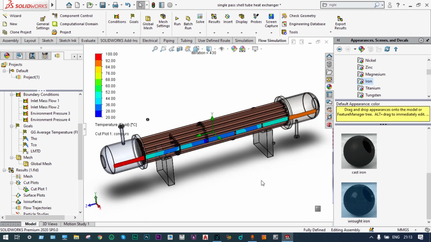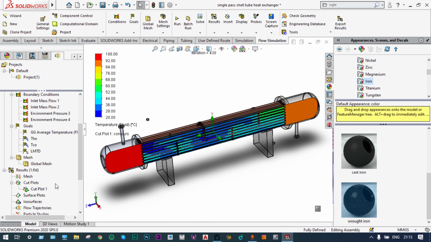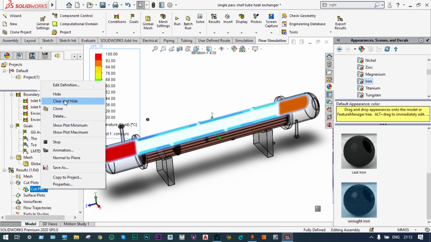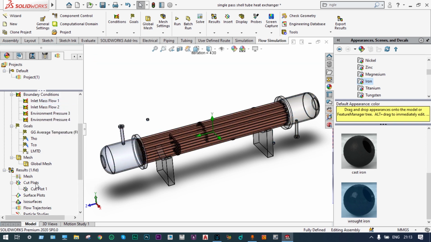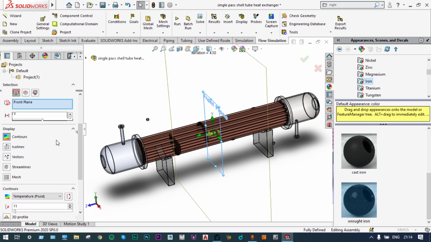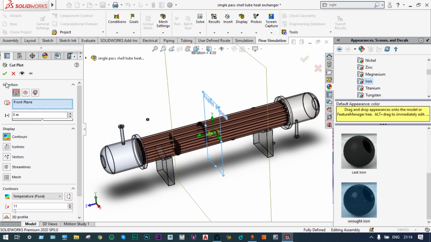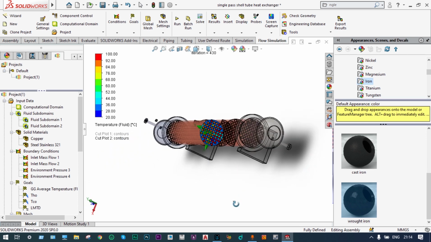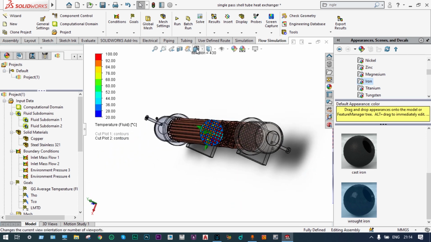Okay, now it is better to see from the front plane. So we'll cut this part and see from the front plane. Let's clear and hide this part, and we'll see another cut plot from a different plane. Insert cut plot with respect to front plane. We'll see. Go and check. Now we can see these things easily. Let's see from the front plane.